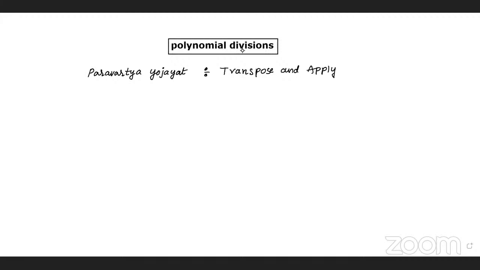First, let us see why we are using the Sutra Paravartya in polynomial division. Let me take one simple example so that you can get the idea behind this. Suppose x square plus 3x plus 2 divided by x plus 2. In general, x plus 2 is the divisor and x square plus 3x plus 2 is the dividend.